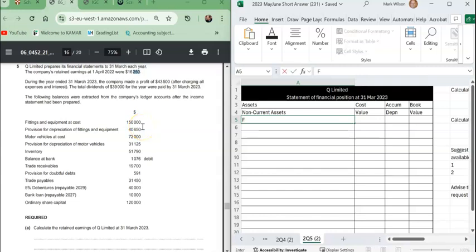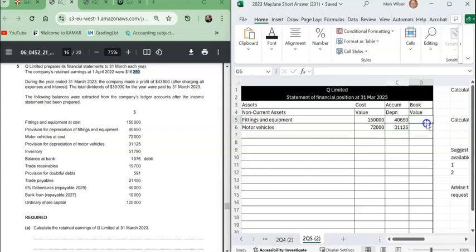So we'll put fittings and equipment, and the other one, motor vehicles. Just check that there's no premises in there, because that one doesn't have a provision for depreciation. I can't see any, so we're pretty safe on that. So we're just going to put the figures in of 150,000 and 72. The accumulated depreciation, or they've called it provision for depreciation here, 4650. Pretty lucky we haven't had to calculate these.